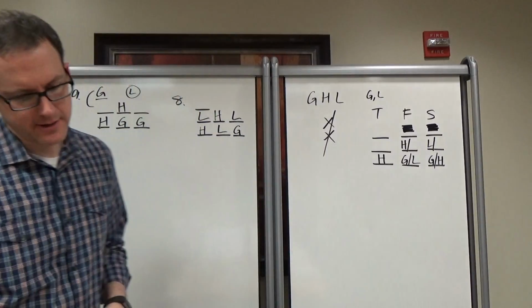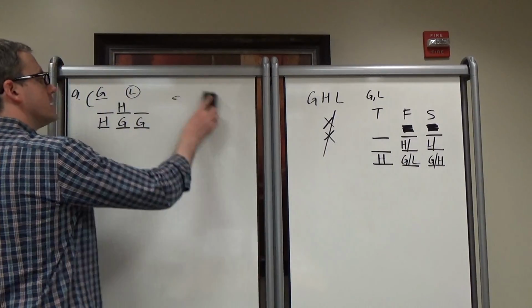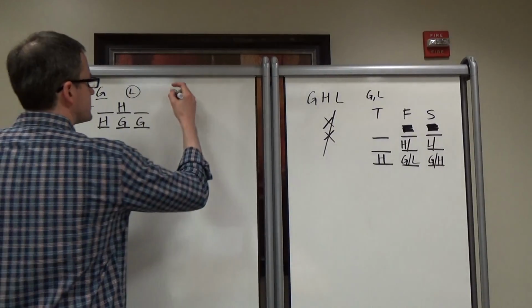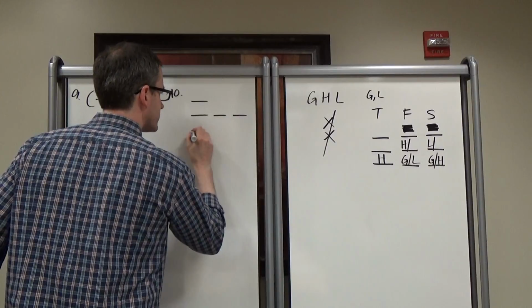All right. 10. If L is shown exactly 3 times, I'm just going to get rid of this. If L is shown exactly 3 times, this is the same deal. So 1, 1, 1, 1, 1, 1, 1.